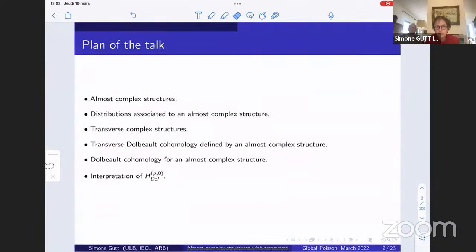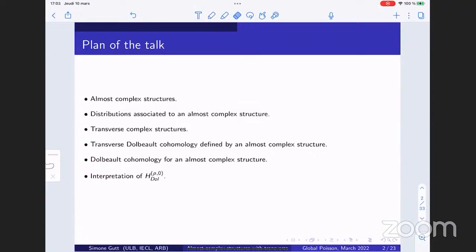So the plan of my talk is the following. I shall first recall what almost complex structures are and define distributions associated to an almost complex structure. Then I shall define this notion of transverse complex structure and the transverse Dolbeault cohomology defined by an almost complex structure. Then I shall recall the Dolbeault cohomology for an almost complex structure as defined by Cirici and Wilson, and finally give the interpretation of the P0 space. And if there is time, I shall finish with a possible notion of minimally non-integrable almost complex structure.